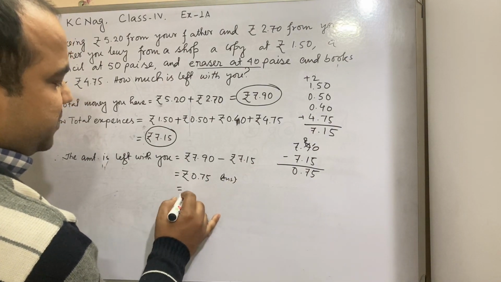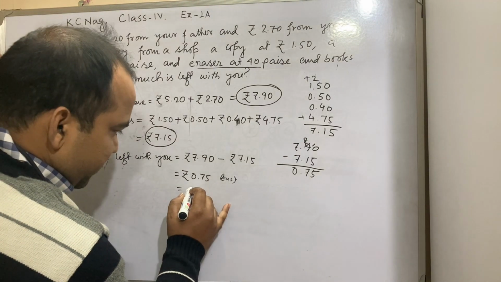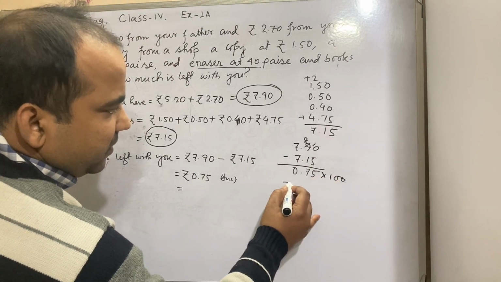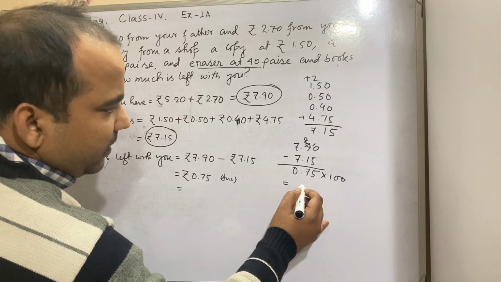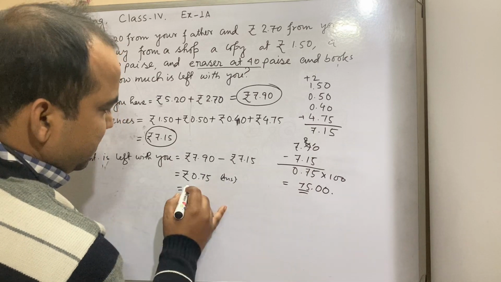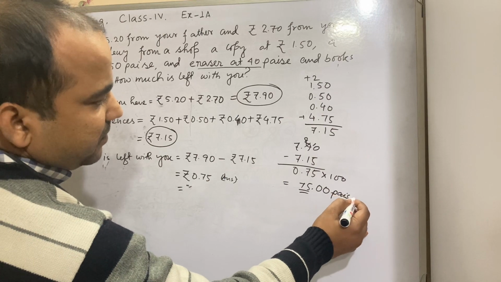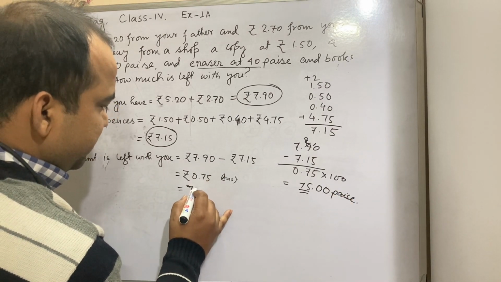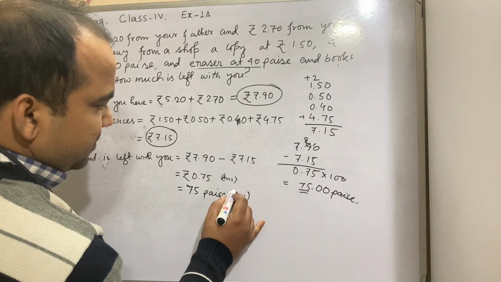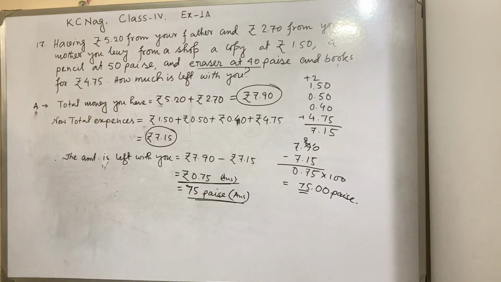Or in rupees, if you multiply by 100, it will turn into paise. If you multiply by 100, then it becomes 75.00. That means what? Paise. That means 75 paise. You can end up here or you can go up to this also.